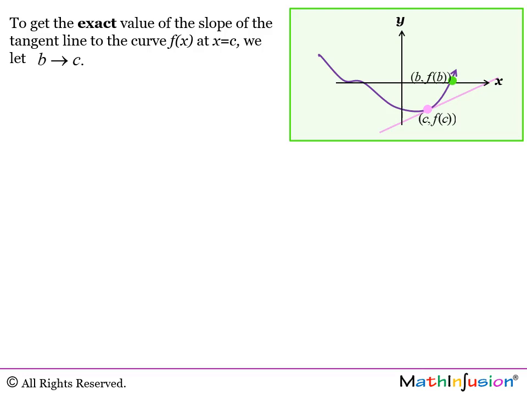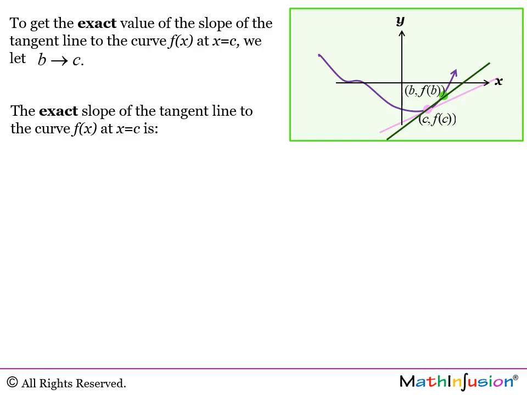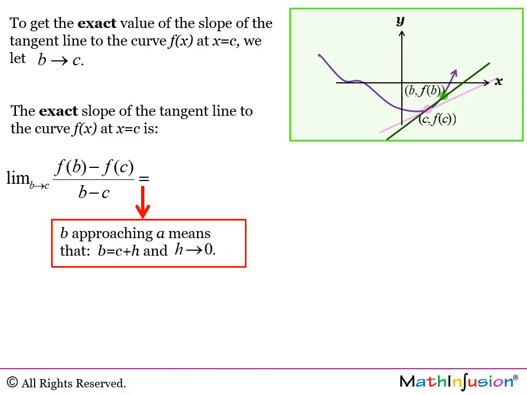So here is (b, f(b)) approaching the point (c, f(c)). So now we are getting this line. And the exact slope is going to be if we take the limit as b approaches c, which means that b is really almost like c. In this case, we can say that b is c plus h when h approaches 0.